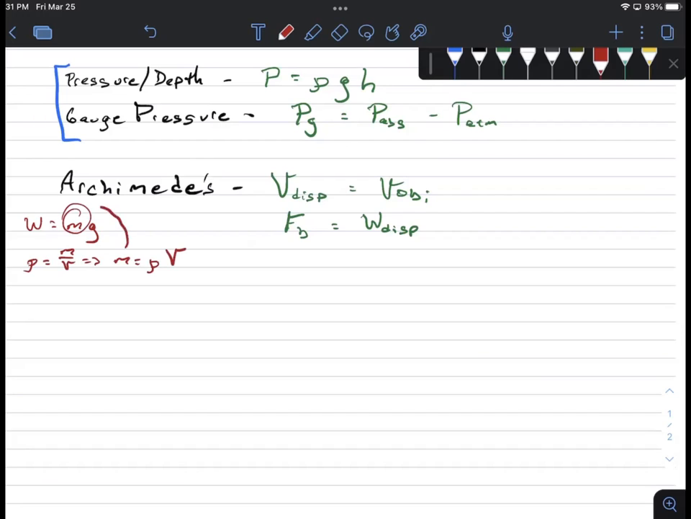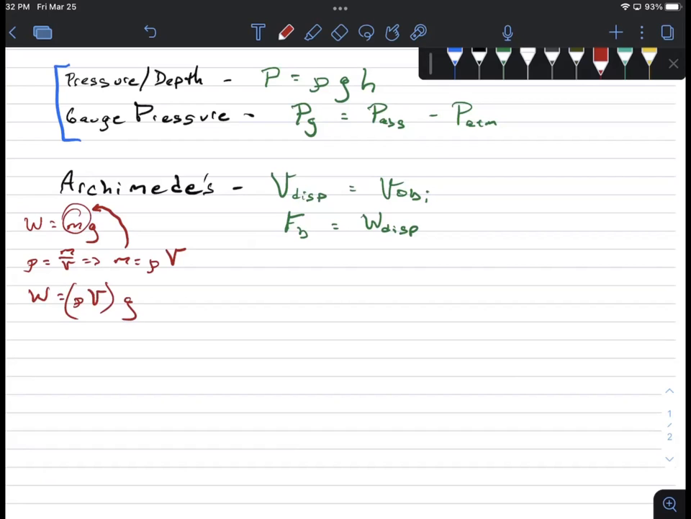And then I just replace mass in that equation with what I just figured out from density, and I get that the weight is mass, which is density times volume, times g. And I say this is important because I know the density of the fluid. Let's say this is water. Density of water is 1,000.